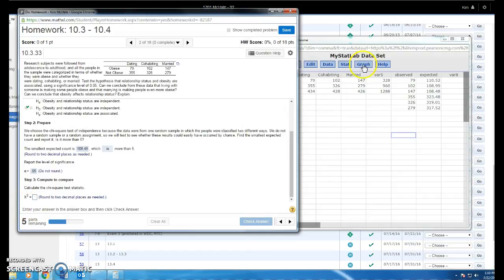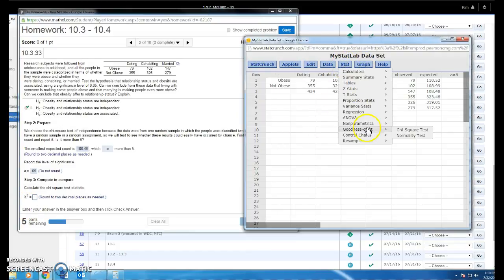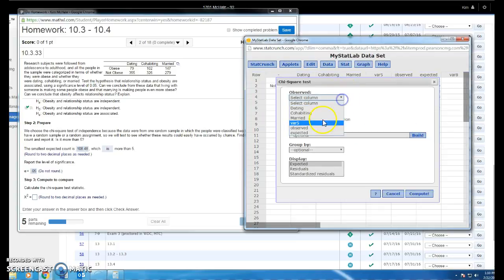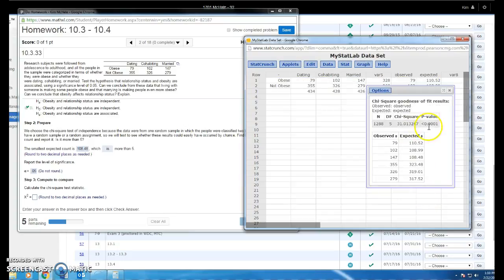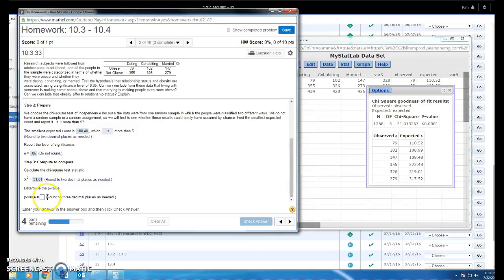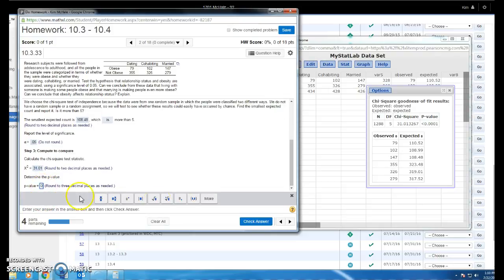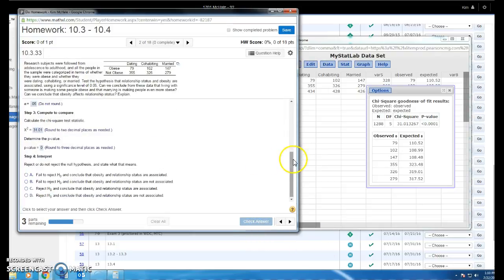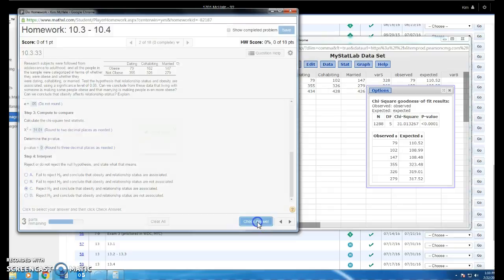My chi-square value, so now I need to do my test. So I'm going to go to Stat, Goodness of Fit, chi-square test. I've already made a column called Observed. I've made a column called Expected, and I compute, and I get a chi-square value of 31.01. My p-value is 0 because it's less than 0.0001. That's very small. If the p is low, the null must go. So I'm going to reject the null hypothesis. And if I reject the null hypothesis, I'm rejecting that they're independent, and so therefore they are associated.